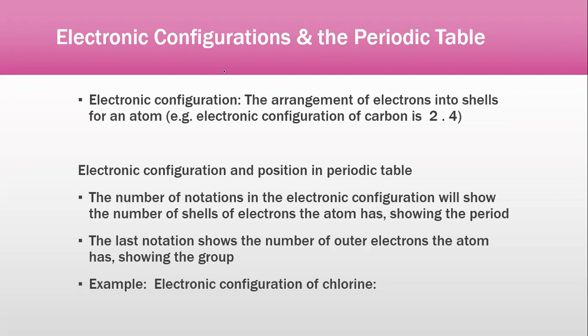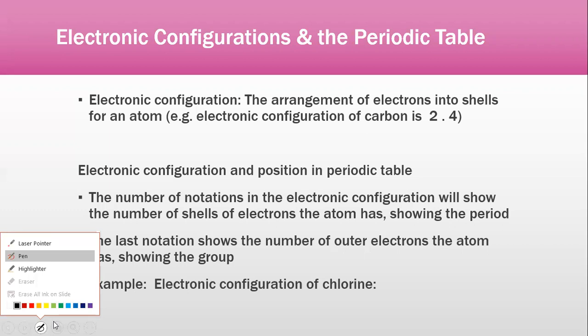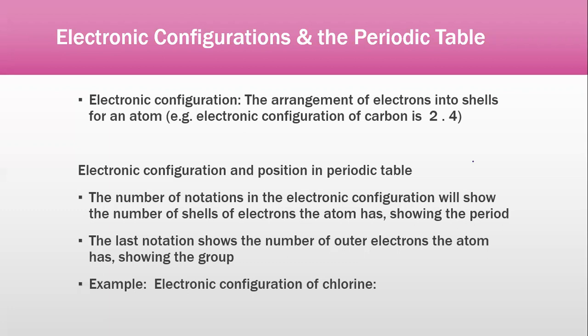Now, if we talk about electronic configurations and the periodic table, how are they both linked? Electronic configuration क्या है basically? इसको अगर हम define करें, the arrangements of electrons into shells for an atom. It is basically the arrangement of electrons, how the electrons are arranged into different number of shells. जैसे कि how many electrons are there in the first shell, how many electrons are there in the second shell, the third shell, and the fourth shell.